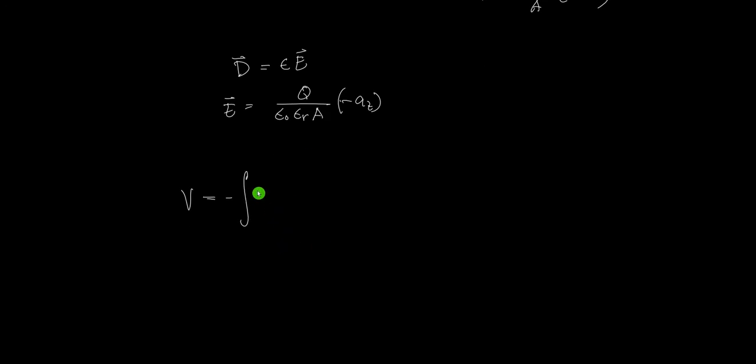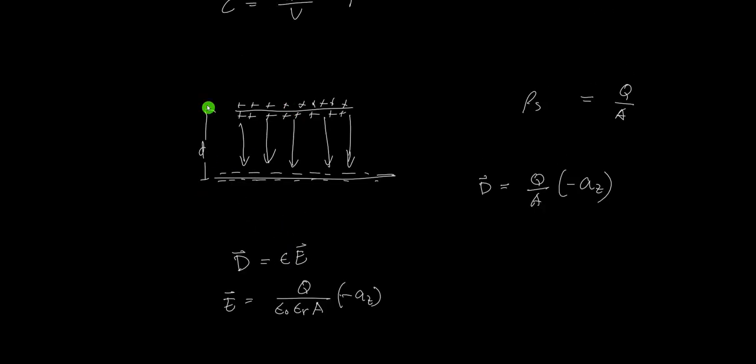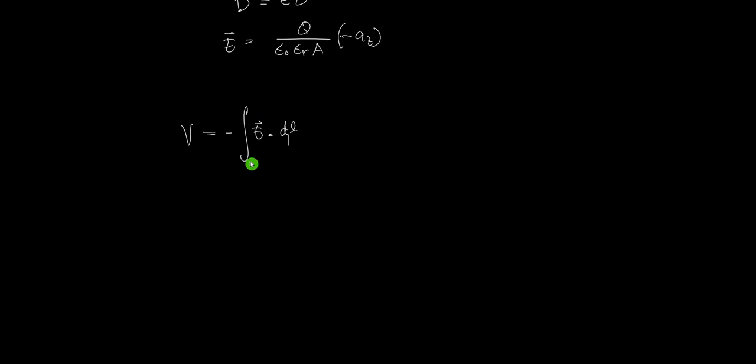So if we integrate this, E dot dl, our limits will be from this point to this point, so from 0 to d. And our dl, the vector dl, we are only in the z direction. This is just equal to dz a_z. And E is equal to this. So if we take the dot product between these two, the potential will be equal to what? We have negative and negative, that will become positive. a_z dot a_z is 1.